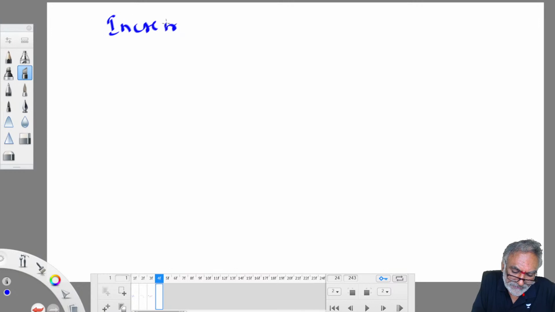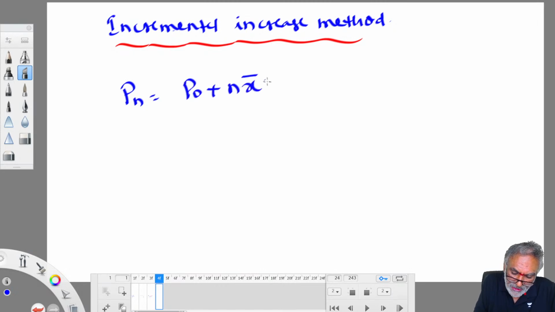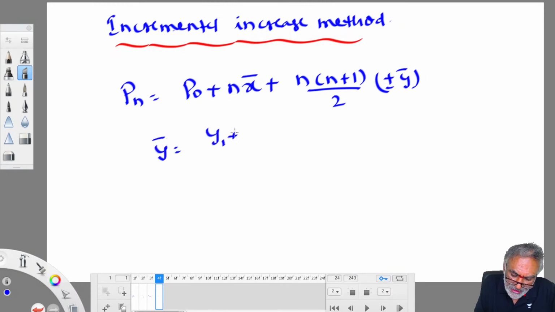the incremental increase method. So again the equation is Pn is equal to P naught plus n into x bar, like arithmetic increase. The extra thing added to this is n into n plus 1 by 2 into plus or minus y bar. The extra thing that we need to work out in this case is y bar. This y bar is equal to y1 plus y2 dot dot dot ym by m.